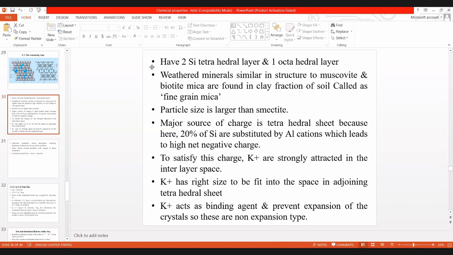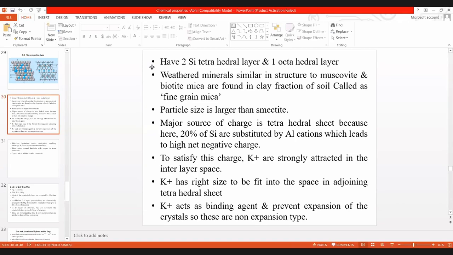To satisfy this charge, K plus ions are strongly attached in the interlayer space. The potassium K plus has the right size to fit into the space in the adjoining tetrahedral sheet. K plus acts as a binding agent and prevents expansion of the crystals. So these are non-expanding type.